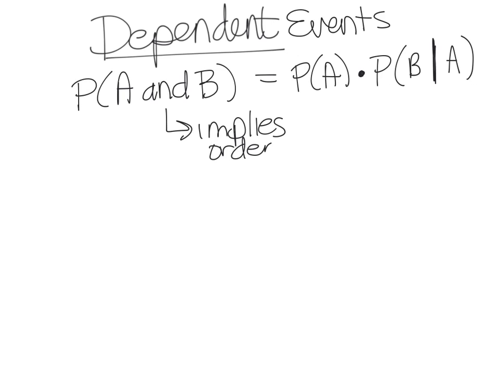So remember that one. When the word is and, the operation is multiplication. And here we have a conditional probability. So I'm going to give you a problem that says, fun stuff, 25% of your customers order chili.